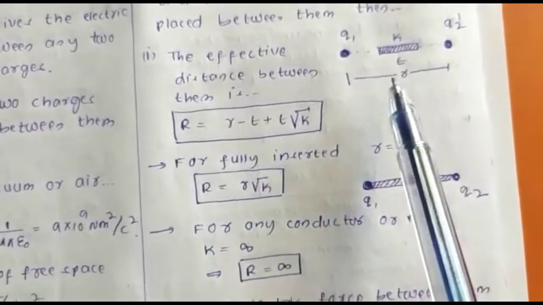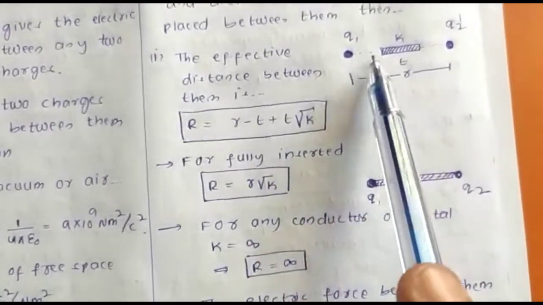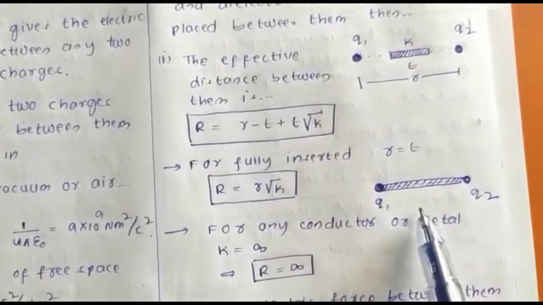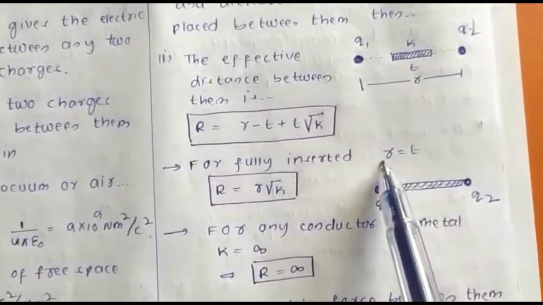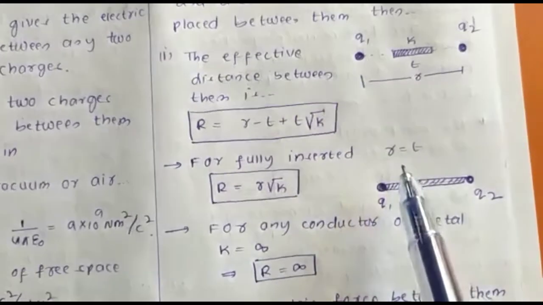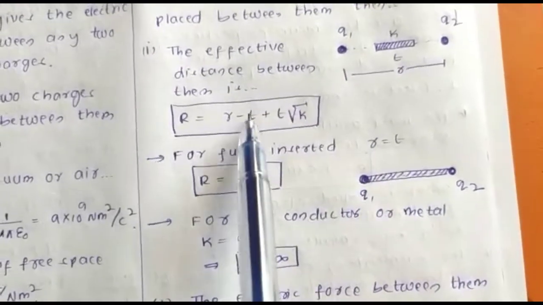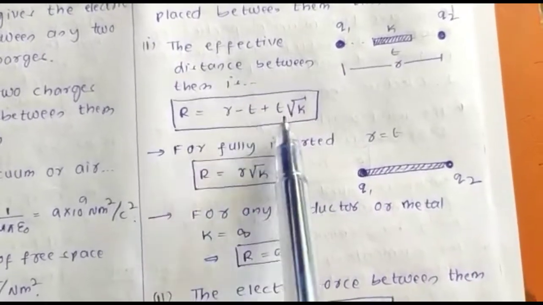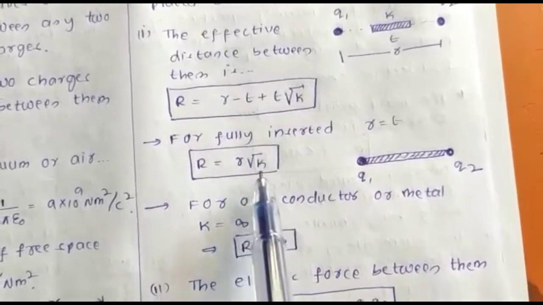And if this material is fully placed, now this is partially placed and this is fully placed. When it is fully placed, we know that r is equal to t. When r is equal to t, just substitute here, you get this part equal to 0. The remaining is R = r√K.